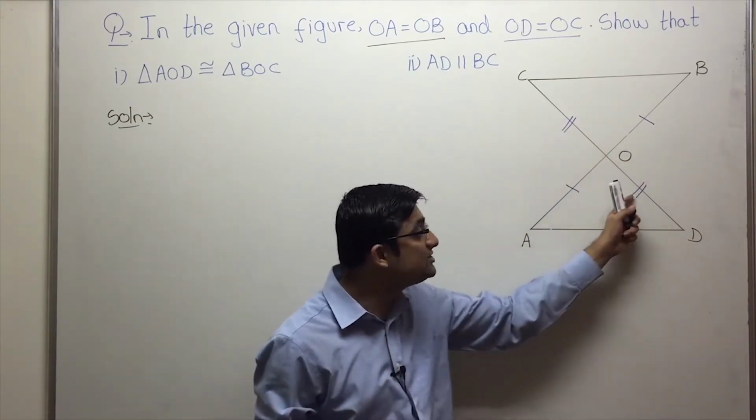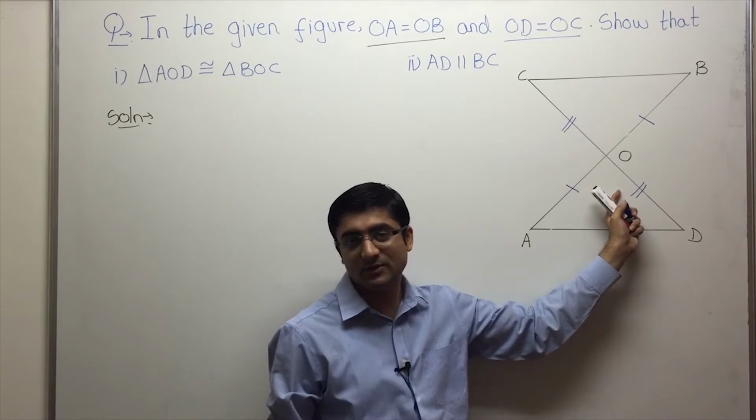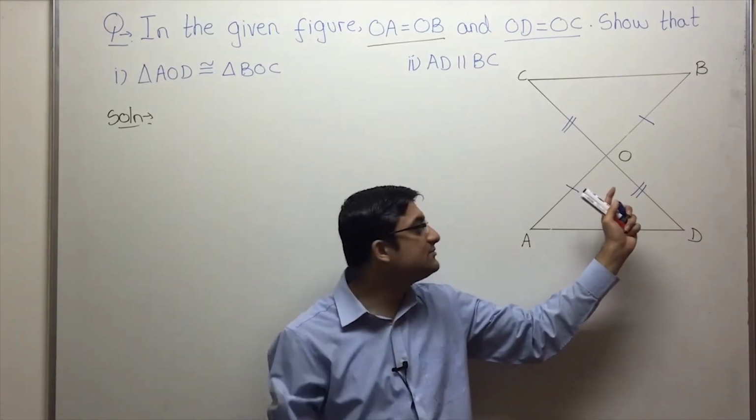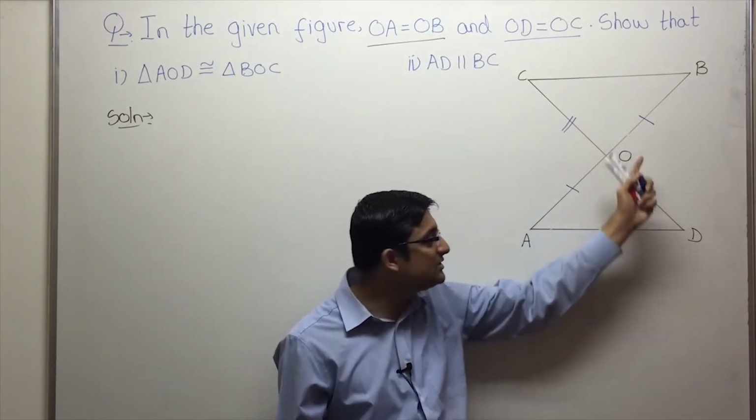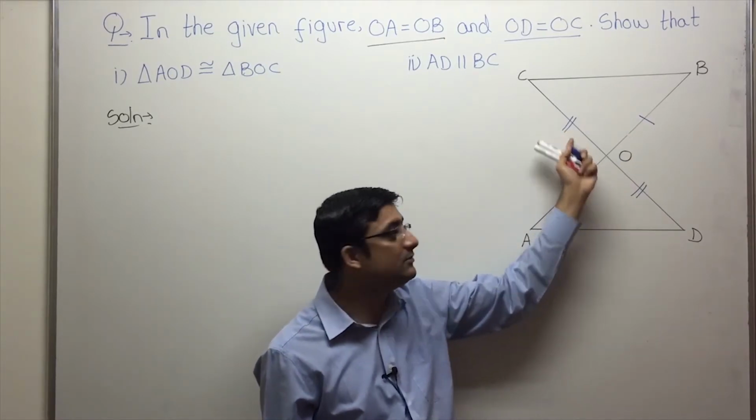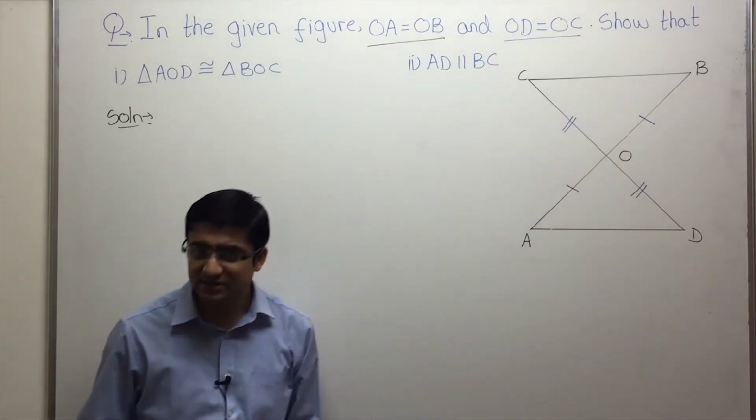Now why have I used a different symbol over here? Because these two sides are not equal. So whenever two sides are equal, we use the same symbol. These two sides are equal, same symbol. These two sides are equal, same symbol. So first step is mark what is given to you in the figure.